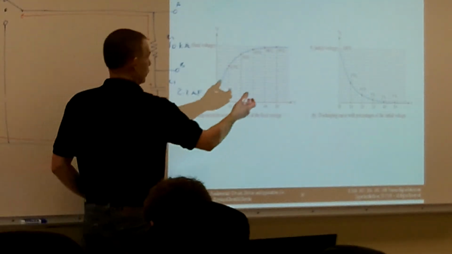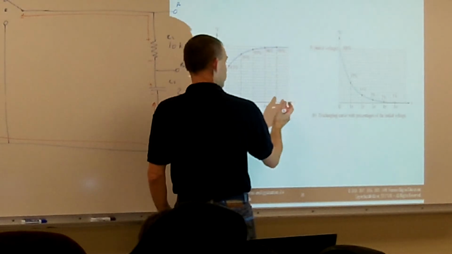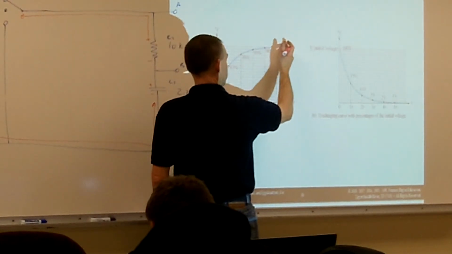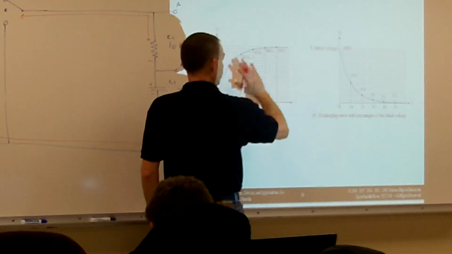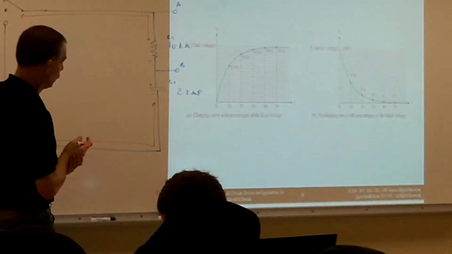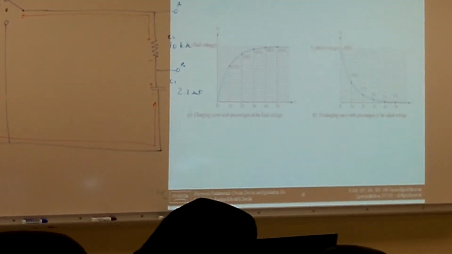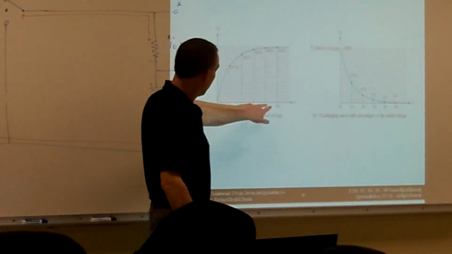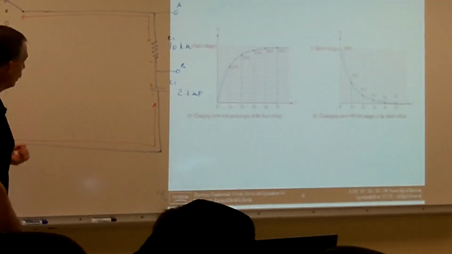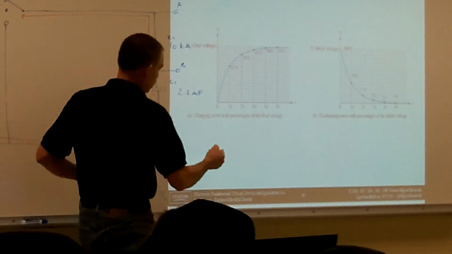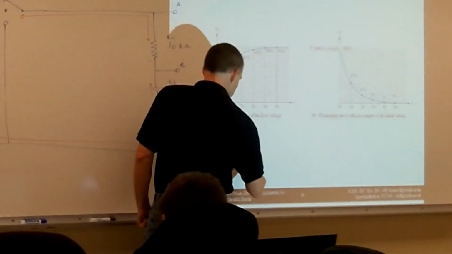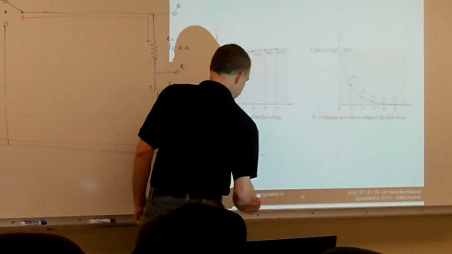Because of the internal leakage in the capacitors, they will never get up to 100%. If I let it keep going, it'll get very close to 100%, but it'll never really get there because of the internal leakage of the capacitor. So we consider that after five time constants, my capacitor is fully charged. To figure out what a time constant is, my time constant is just going to equal my resistance times my capacitance.